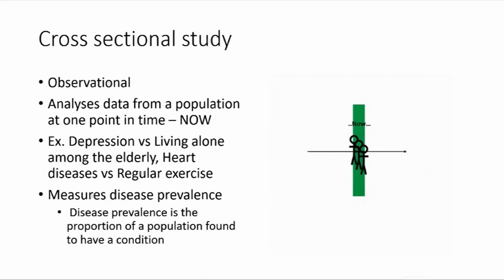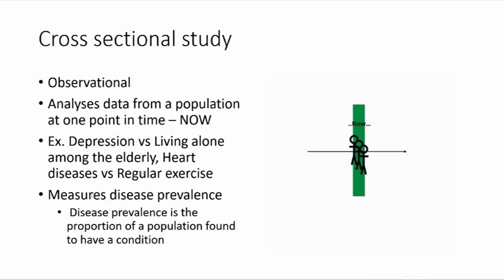A cross-sectional study is an observational study, and it takes a snapshot of a community at a particular time. It helps to measure the prevalence of disease in a population. Now, one important thing about a cross-sectional study is that you are checking the exposure and you are checking the disease at the same time.